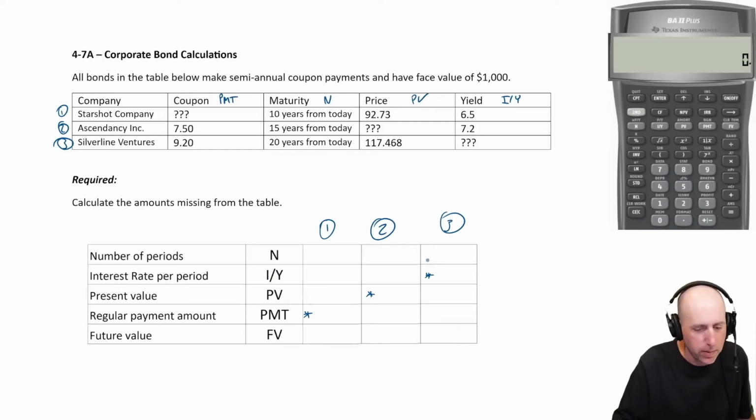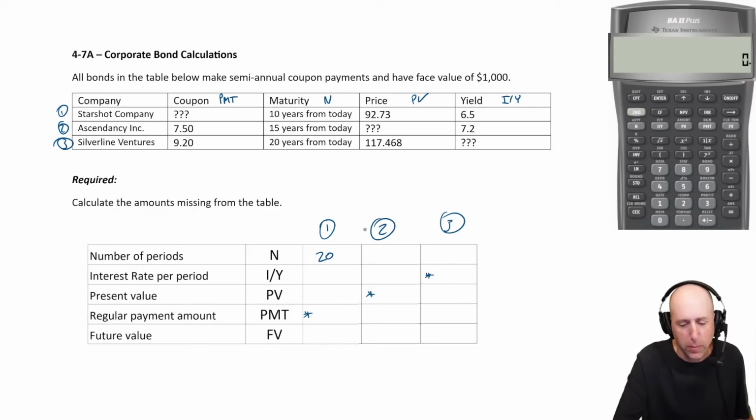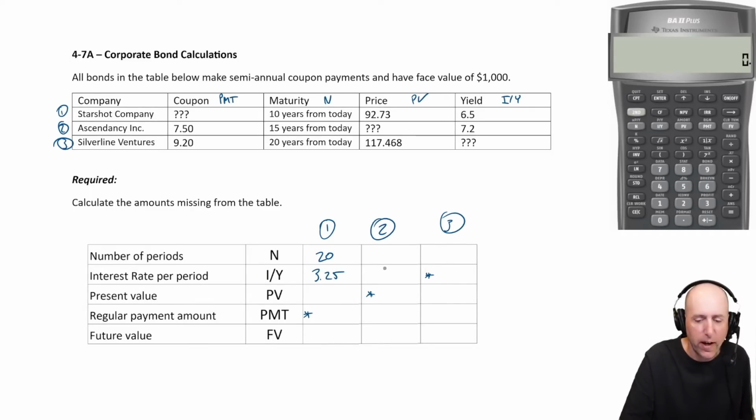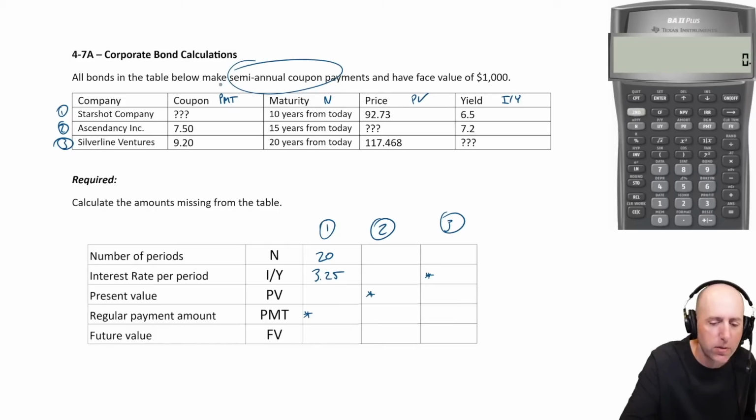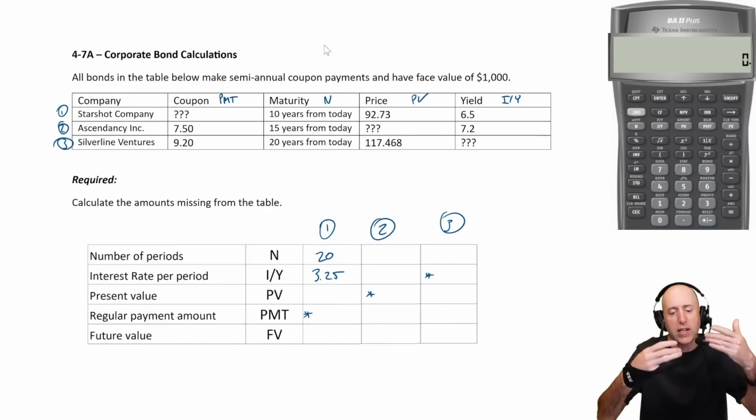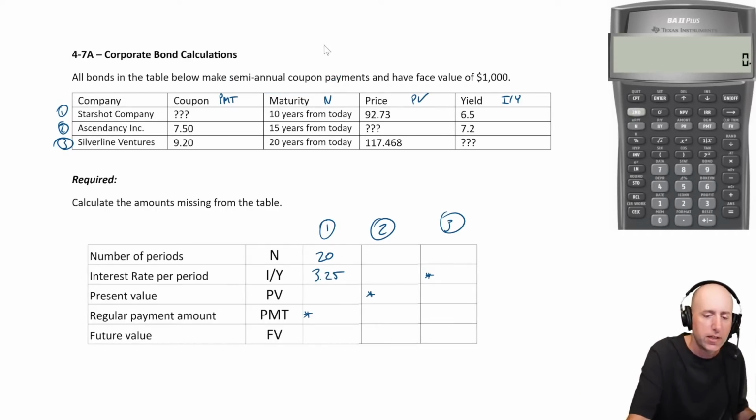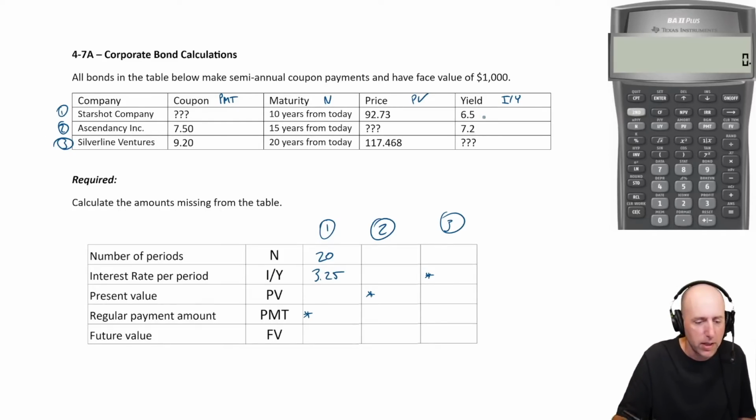So let's start with the first company, Starshot. The number of periods here, 10 years, so that's 20 compounding periods. Our IY, 6.5% per year, is 3.25 per 6 months, because these are semi-annual coupon payments, so we've got to convert everything into semi-annual data. So 10 years is 20 six-month periods, and 6.5% per year is 3.25 per 6 months.